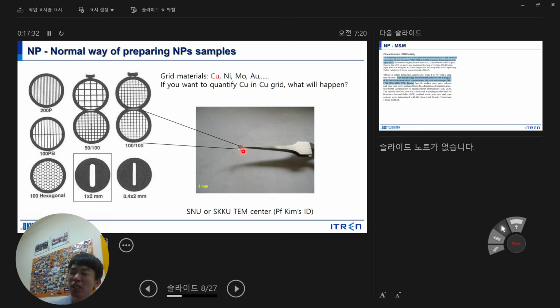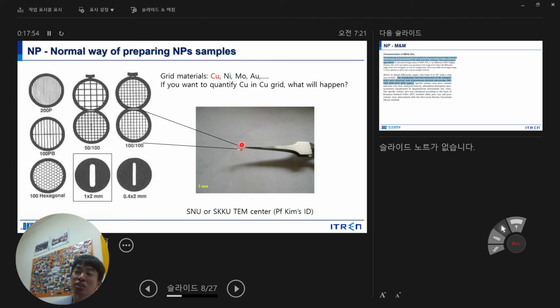You have to make the concentration very low. At 1 mg/mL, sometimes they induce very severe aggregation. So use 0.1 mg/mL, something like that, or even less. Then you collect 10 microliters and put it there. If you use ethanol, within 5 or 10 minutes it evaporates, and it's done.